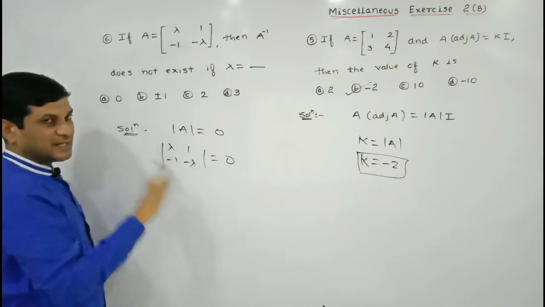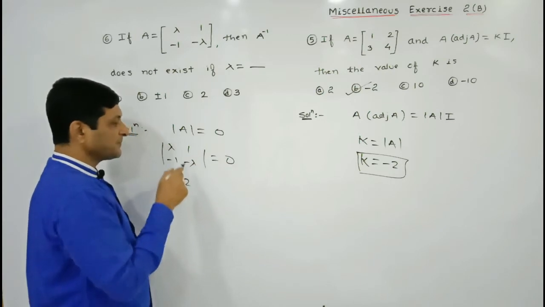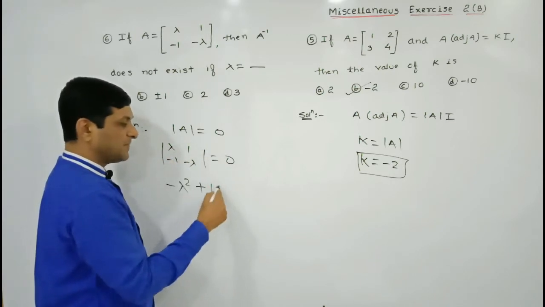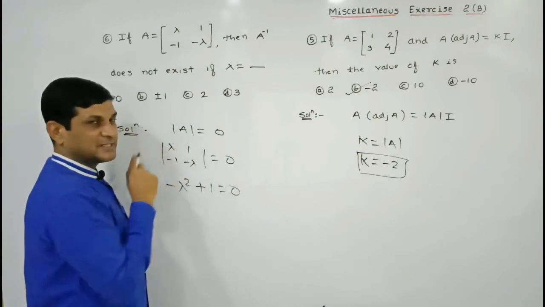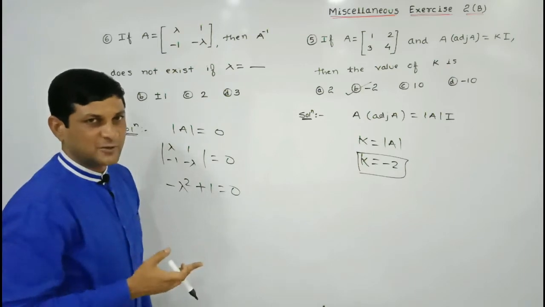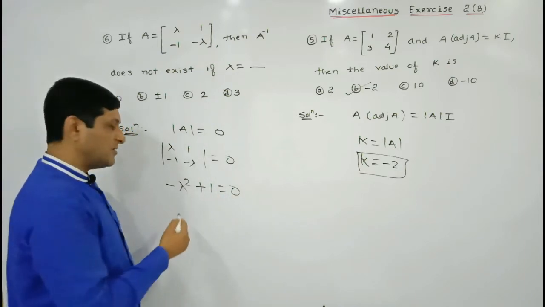So here let us simplify this determinant. This product is minus lambda square and this product is minus 1, minus, and this minus 1 will become plus 1. This product minus this product, means first take the product of diagonal elements minus the product of off-diagonal elements. We have got one equation, and simplifying it we are able to find the value of lambda.